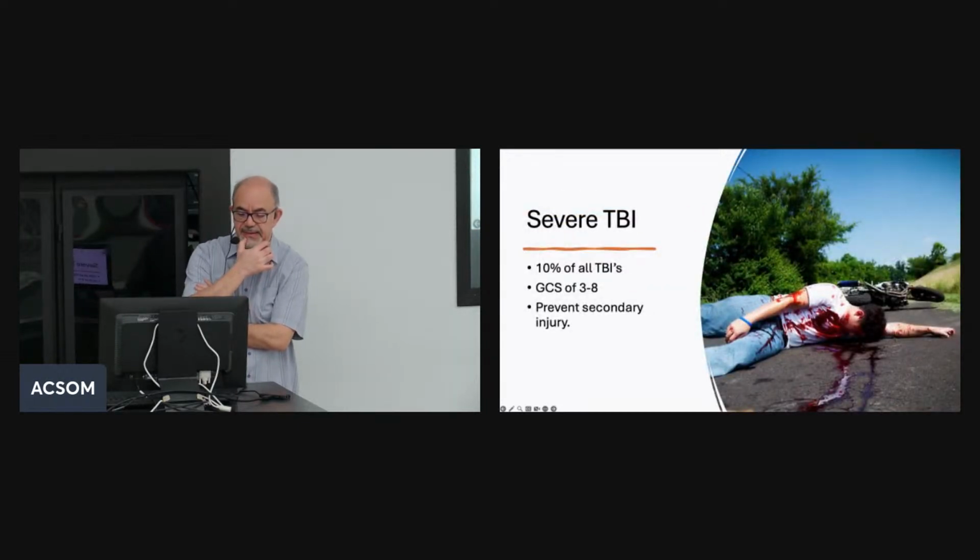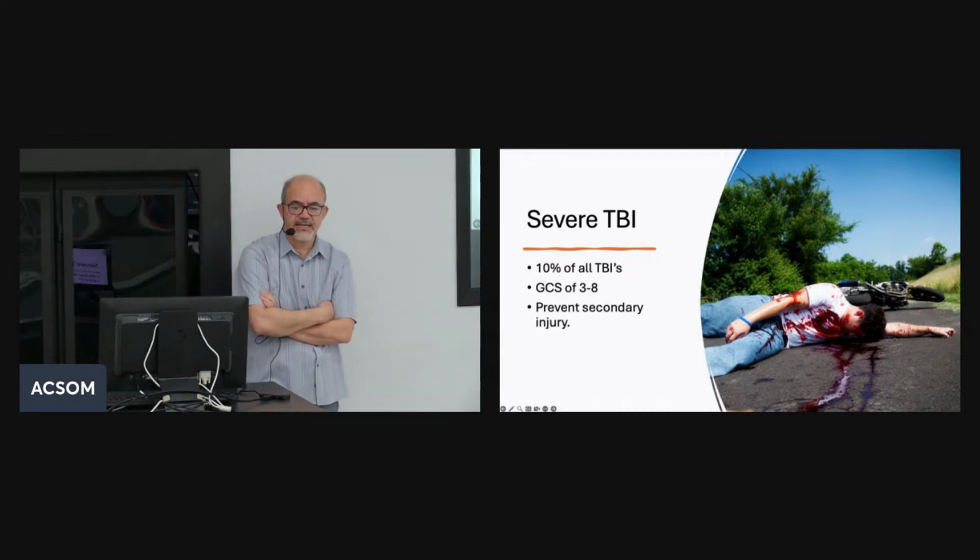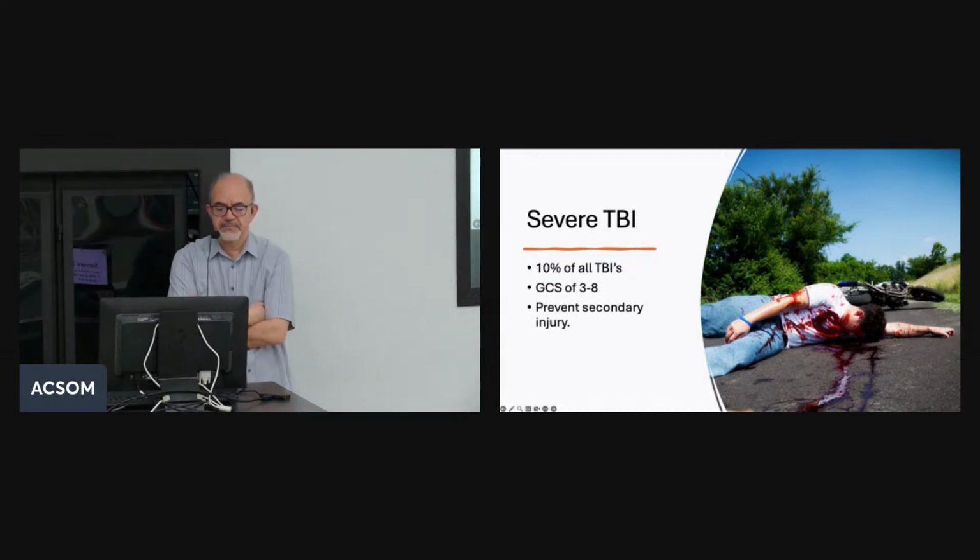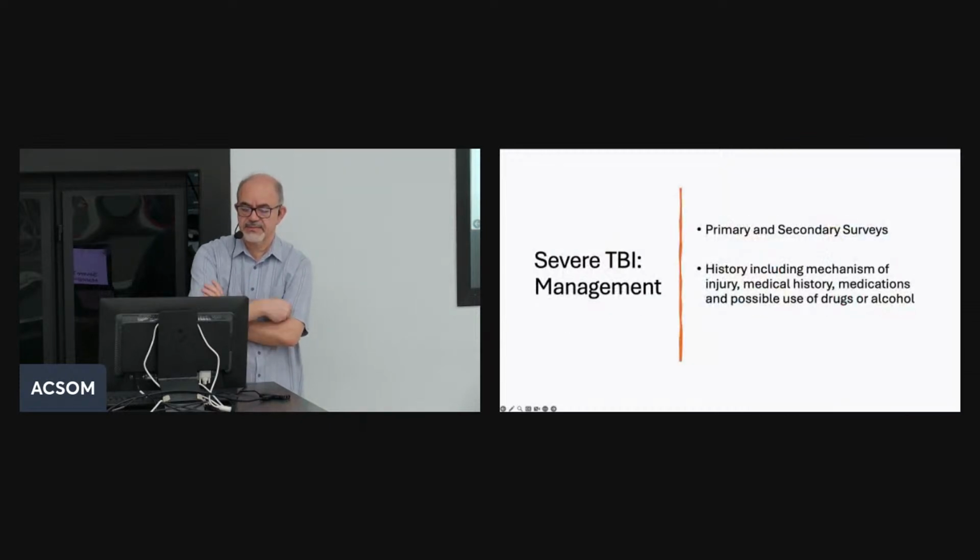Severe TBI, another 10% of TBIs. Here, GCS is lower than 8, and preventing secondary injury is even more important.